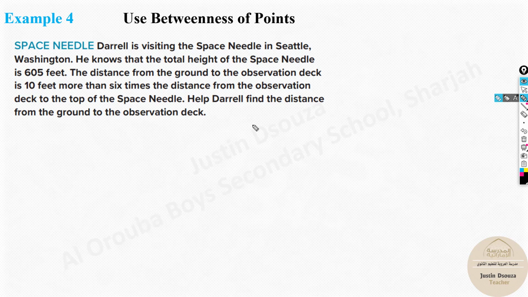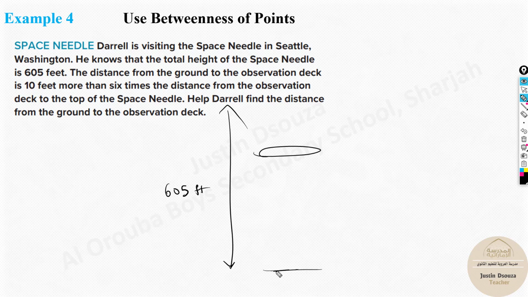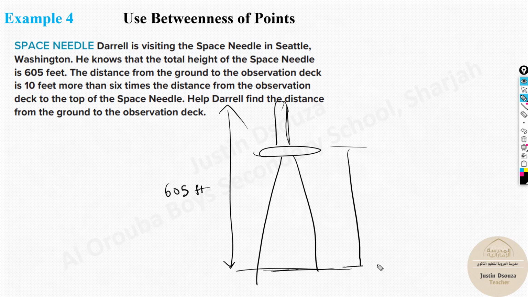Let me just write it out over here. Now imagine this is the observation deck. The total Space Needle is how much? 605 feet. Now see, they have told the distance from the ground to the observation deck. Imagine this is the observation deck, and there's something over here as well. From here to here it's more. They have clearly mentioned in the question, so I've drawn it somewhere up over here.